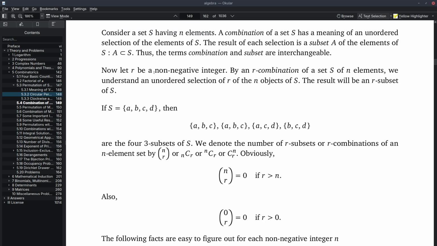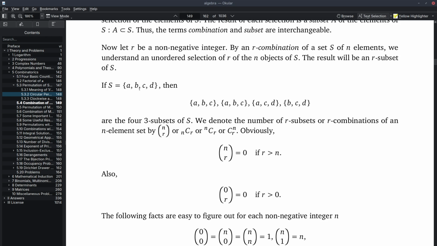Thus the terms combination and subset are interchangeable. Now let r be a non-negative integer. By an r-combination of a set S of n elements, we understand an unordered selection of r of the n objects of S. The result will be an r-subset of S. So if S is A, B, C, D, then we have four subsets of three elements. So this is called a 3-subset of S.